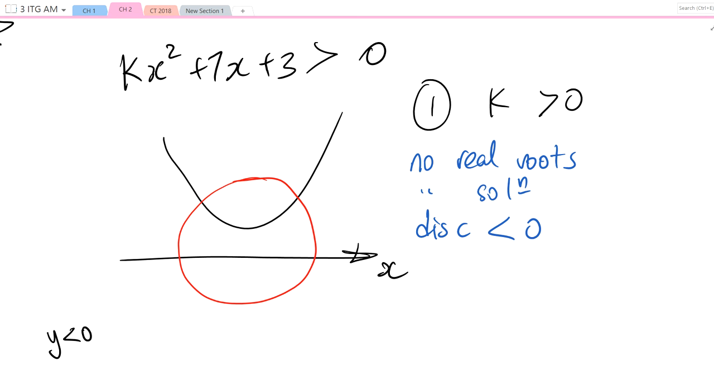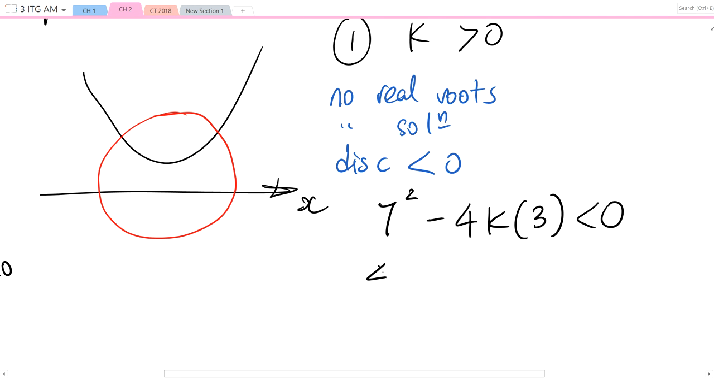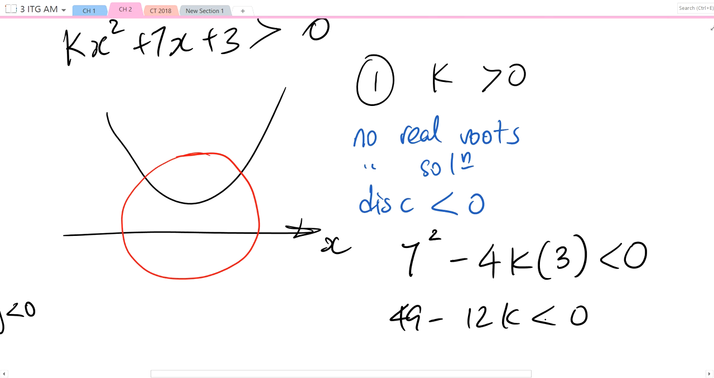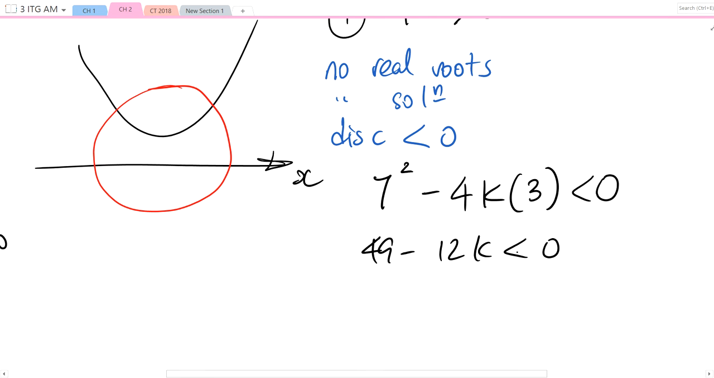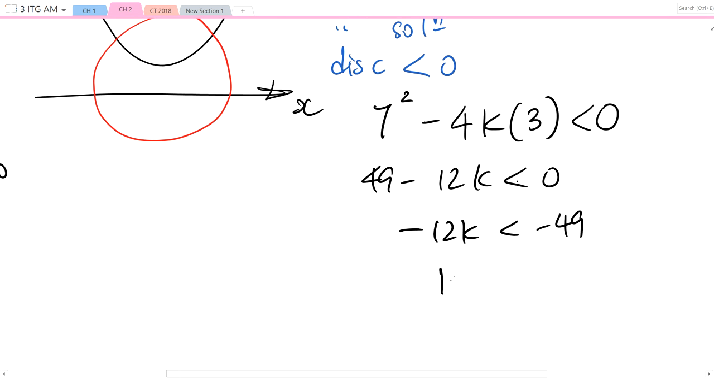Tell me the values. Don't tell me b squared minus 4ac. 7 squared minus 4 times k times 3, and this is less than 0. Okay? So we've got 49 minus 12k less than 0. So over here we've got negative 12k less than negative 49. Make sense? So k is now 49 over 12. What is the missing inequality? More than. K is more than 49 over 12.